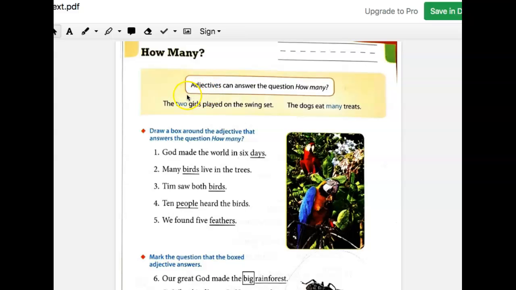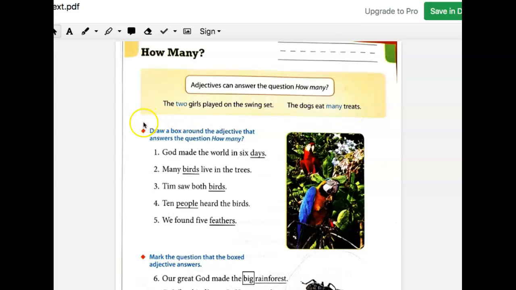So in our lesson today, we learned that adjectives can answer the question, how many? Let's look at the two examples. The two girls played on the swing set. How many girls? Two girls. So the adjective two describes how many girls there are. The dogs eat many treats. How many treats? Many treats. So the adjective many describes the word treat.